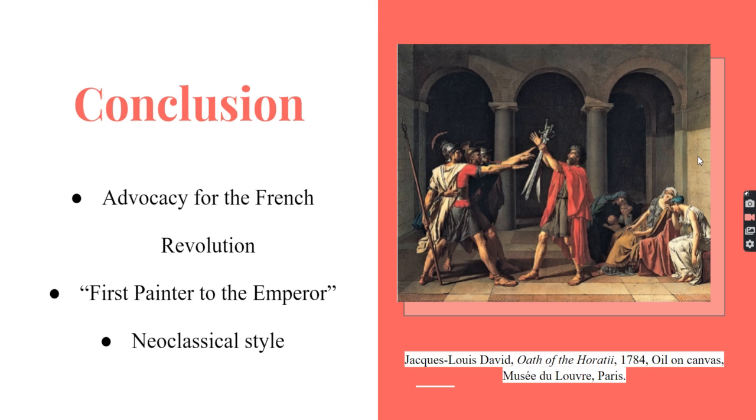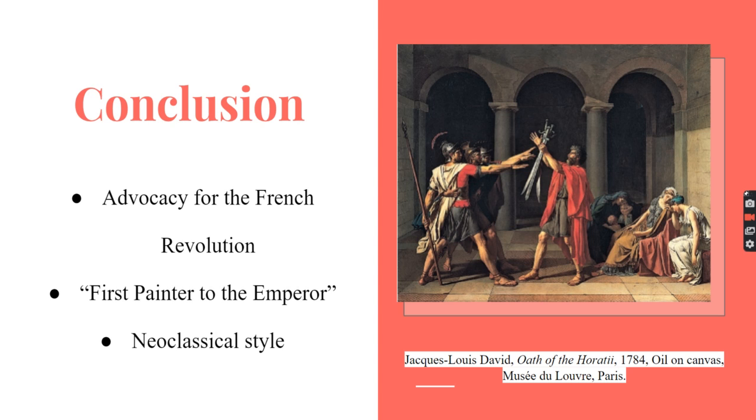In conclusion, I discussed how Jacques-Louis David's artworks were used as advocacy for the French Revolution, as well as talking about the difference of Rococo art to neoclassical art. From his paintings such as The Death of Socrates, The Lictors Bringing Brutus the Bodies of His Sons, and The Death of Marat, Jacques-Louis David was appointed by Napoleon as the first painter to the emperor.